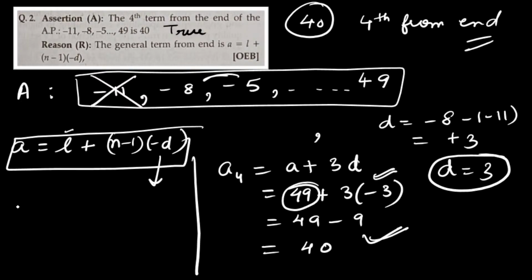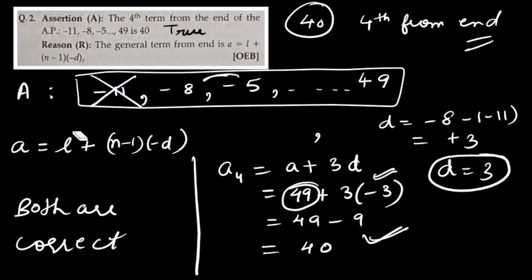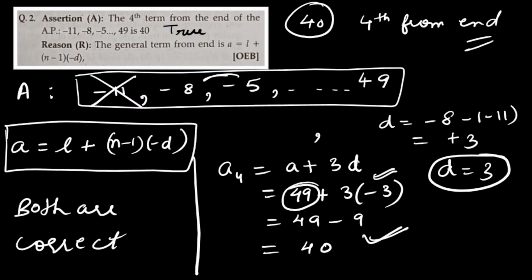So that means both are correct. So from here you got the direct formula also. Whenever you have to find some term from the last of any sequence, you can use this formula also. You can make a note of this formula: an is equals to l plus n minus 1 into minus d. Both ways you can do, whichever way you are comfortable, but you can just make a note of this formula.